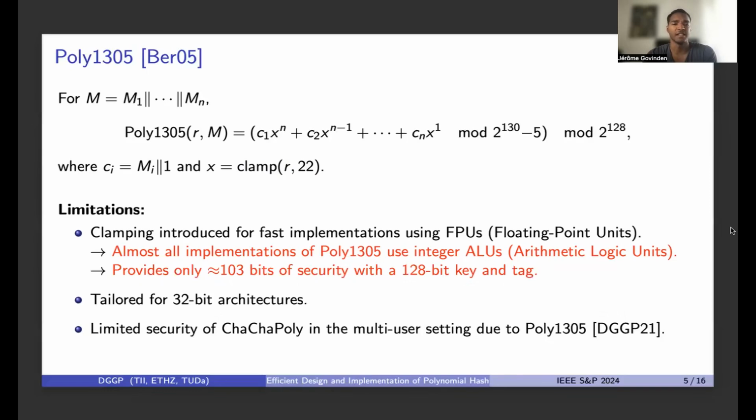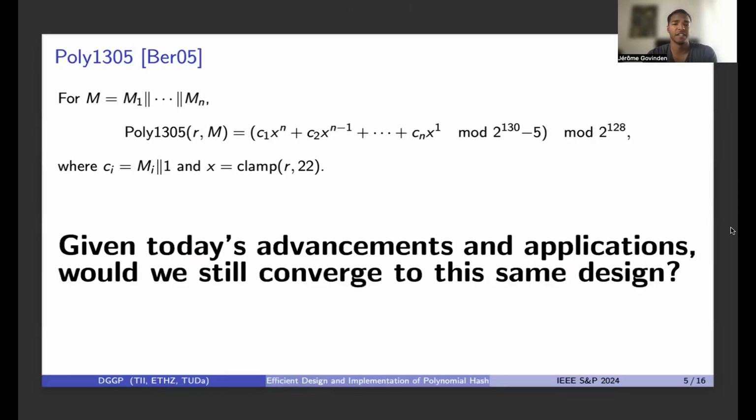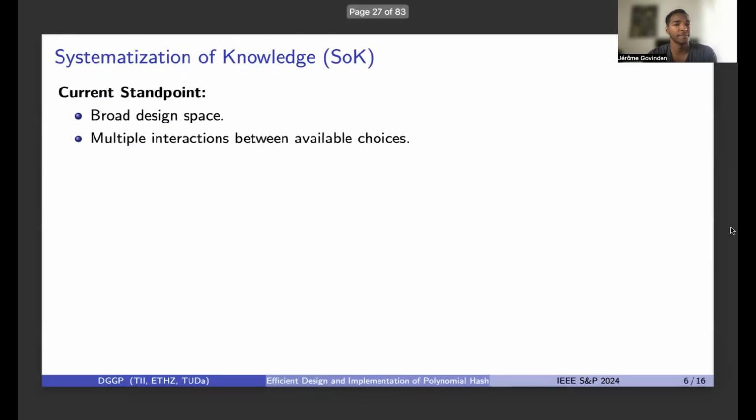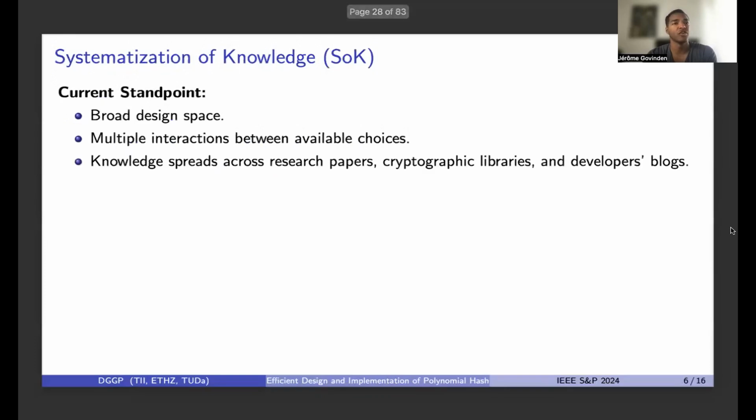So with all these limitations and the apparent disconnect between Poly 1305 and modern hardware, there's a legitimate question to ask: given today's advancements and applications, would we still converge to the same design? In attempting to answer this question, we took a look at the current standpoint and noticed that there was a broad design space with multiple interactions between the different choices, and that the knowledge was spread across a variety of sources. There was therefore a need for a systematization of knowledge.